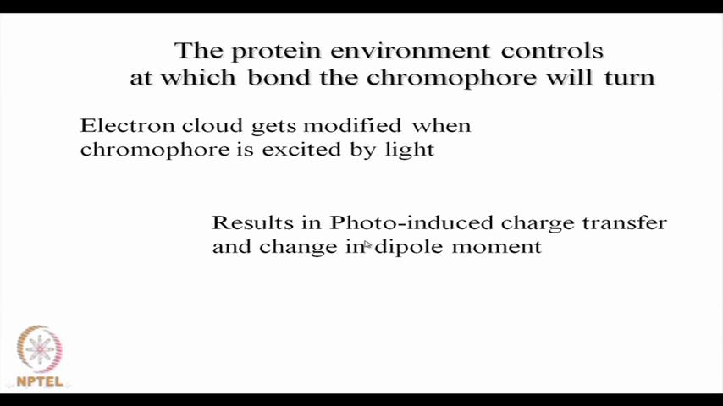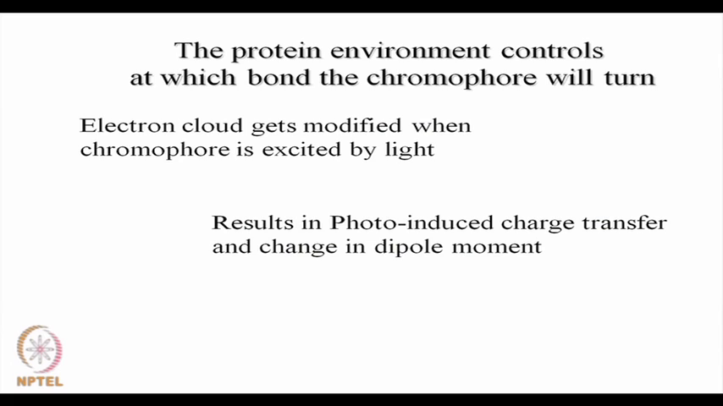Okay. So, in the case of this visual cycle, which bond will turn, meaning which bond will rotate, is dictated by your protein environment. At the same time, you have to remember that if, because of photo excitation, the electron cloud gets distorted, there is a possibility of charge transfer as well. So, when there is a possibility of charge transfer, meaning generation of a dipole moment, generation of a dipole, or maybe change of a dipole.